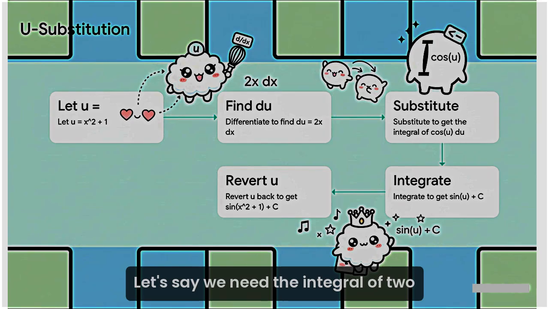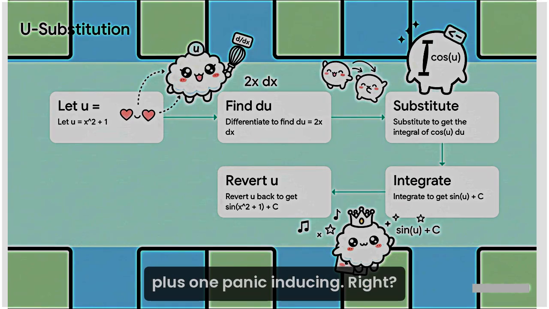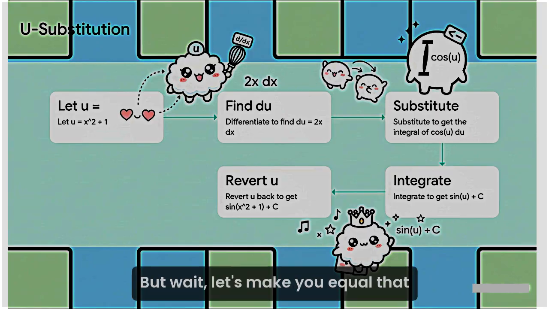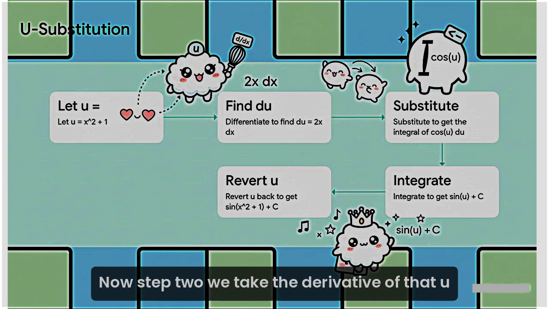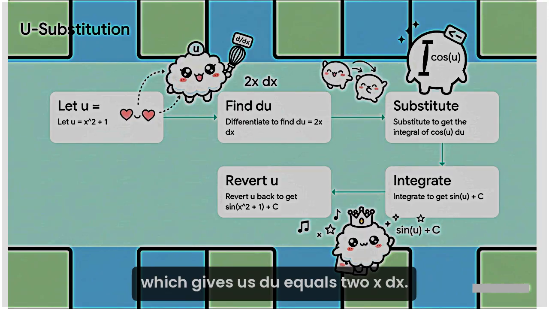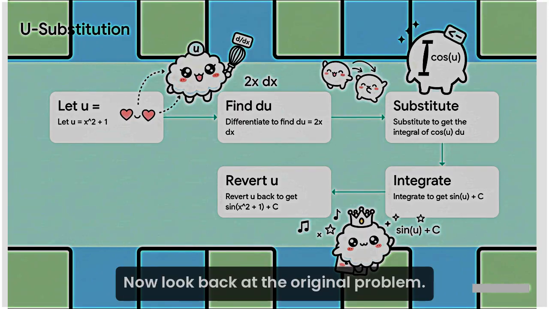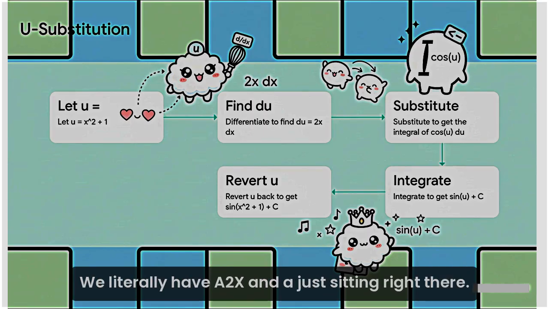Let's say we need the integral of 2x times the cosine of x squared plus 1. Panic-inducing, right? But wait, let's make u equal that annoying inner function, x squared plus 1. Now, step 2, we take the derivative of that u, which gives us du equals 2x dx. Now look back at the original problem. We literally have a 2x and a dx just sitting right there.